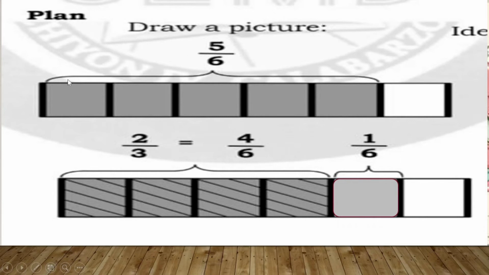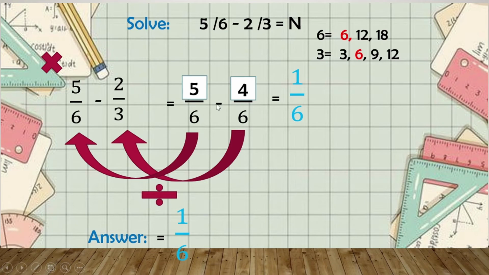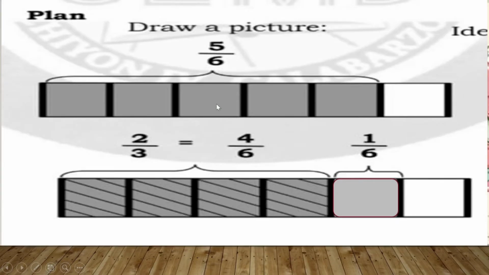Okay, 5/6. So itong drawing or representation na ito, this is 5/6. Okay? So doon sa ano natin, minus 4/6. So paano natin susubtrakan ng 4/6? Katulad ng sinabi ko dati, kung ano yung unang fraction, doon tayo mag-subtract. Since this is 5/6, babawasan natin siya ng 4/6.